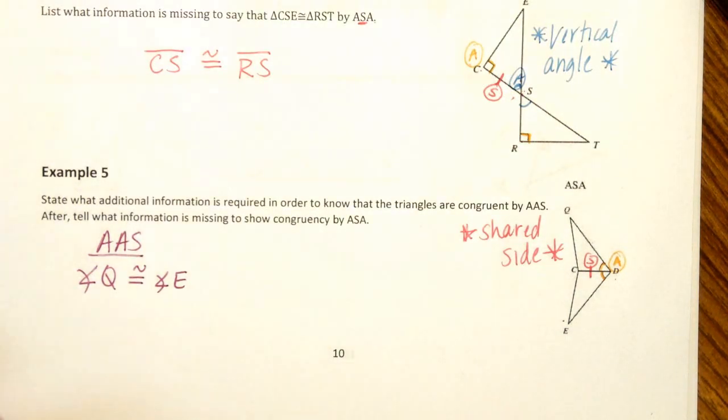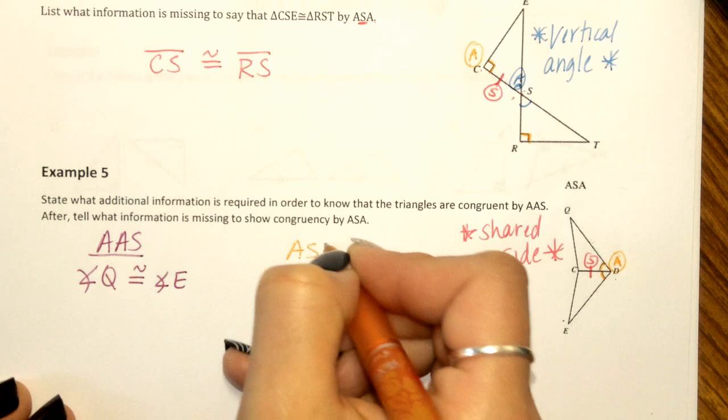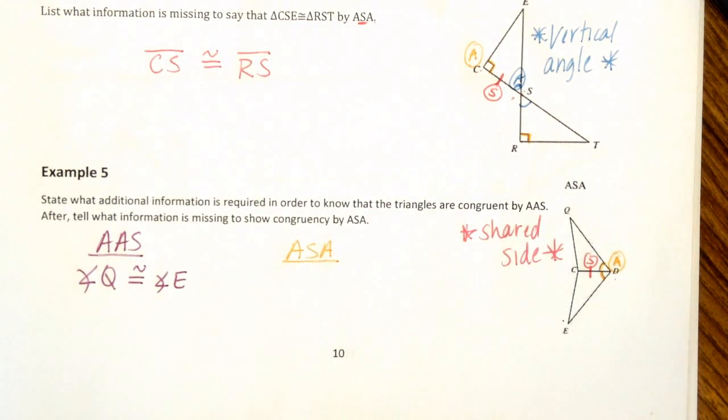Well, what about ASA? So this is a little different because we need the A, the S, and the A, all three in a row. So we have to choose these two angles right here. We cannot name them angle C, because if you say angle C, I don't know whether you're talking about this one right here or this one right here. So we do have to use our three letters.